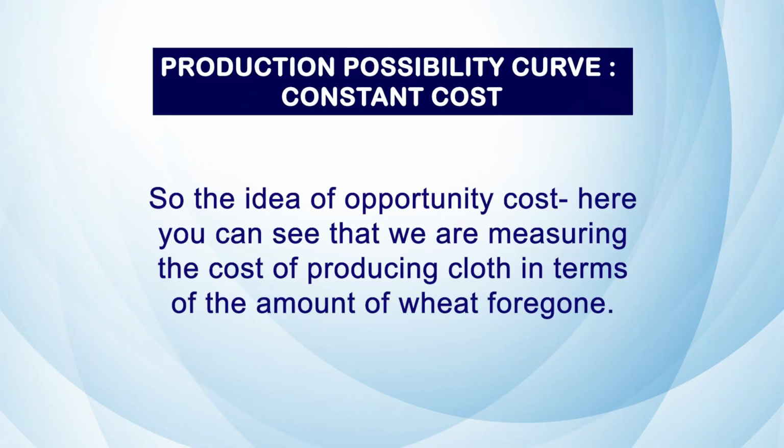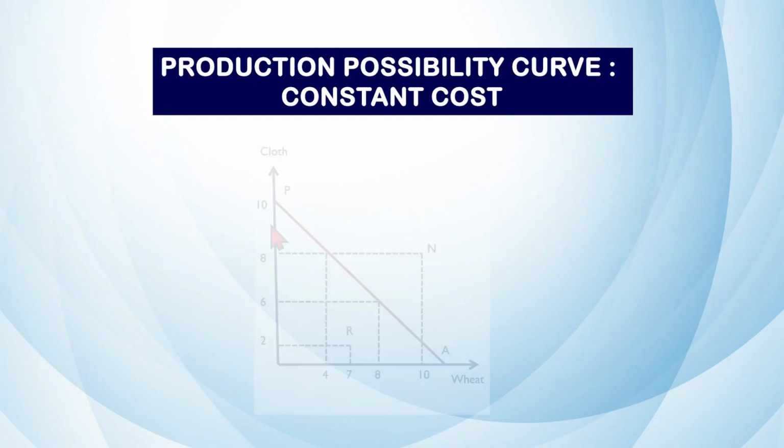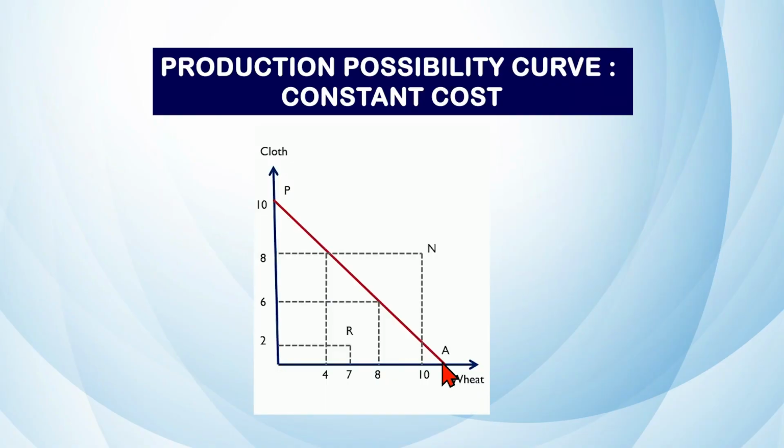So the idea of opportunity cost: here you can see that we are measuring the cost of producing cloth in terms of the amount of wheat foregone. I will repeat it and explain a little deeper. So in order to produce 1 more unit of cloth or vice versa, along this line, if I want to move away from point P and reach point A, think, how can I move from P to A?